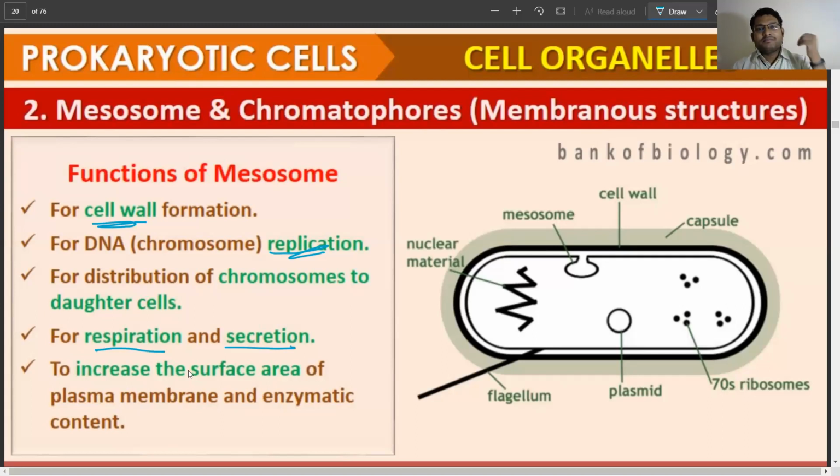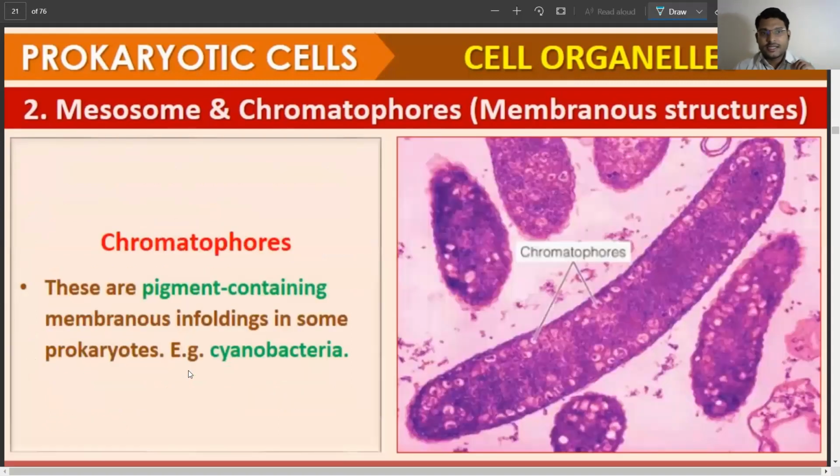As you can see, there are a number of functions related to the mesosomes. And some of these functions are actually performed by different organelles in the case of eukaryotic organisms. Here there are no organelles for that, and for that reason these are performed by the same structure, called the mesosome. Now the next structure is called chromatophores.